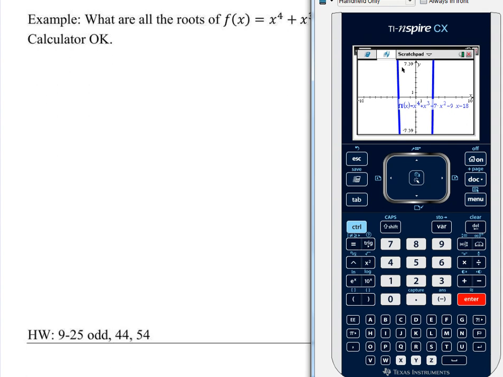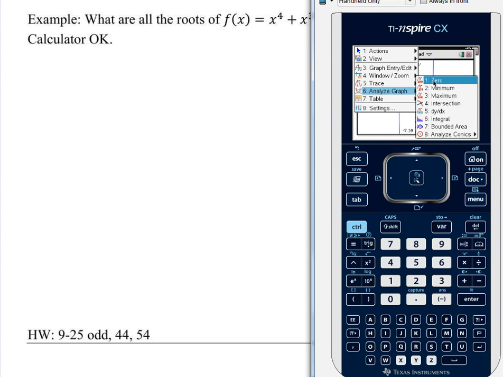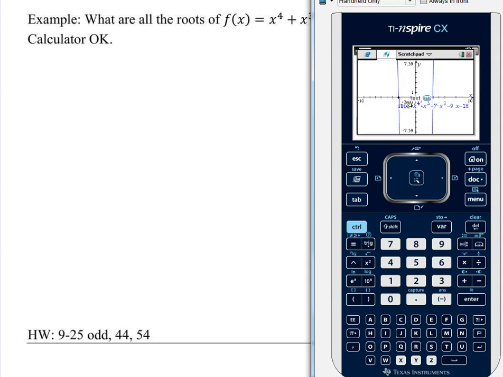How many roots should I have in this polynomial? 4. How many do I see on my graph right now? 2. How many do I have to find so that then I can use the quadratic formula? And I have 2 sitting right here. So all I need to do is have the calculator calculate those roots for me. So analyze graph, 0. Lower bound, upper bound, got an ordered pair. I have negative 3 is a root. Menu, analyze graph, 0, lower bound, upper bound, and positive 3 is a 0.